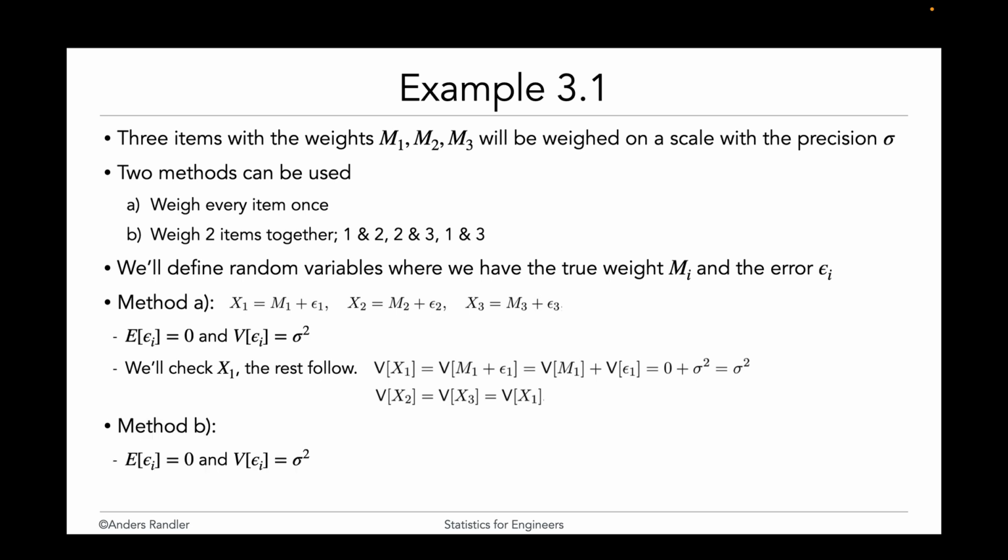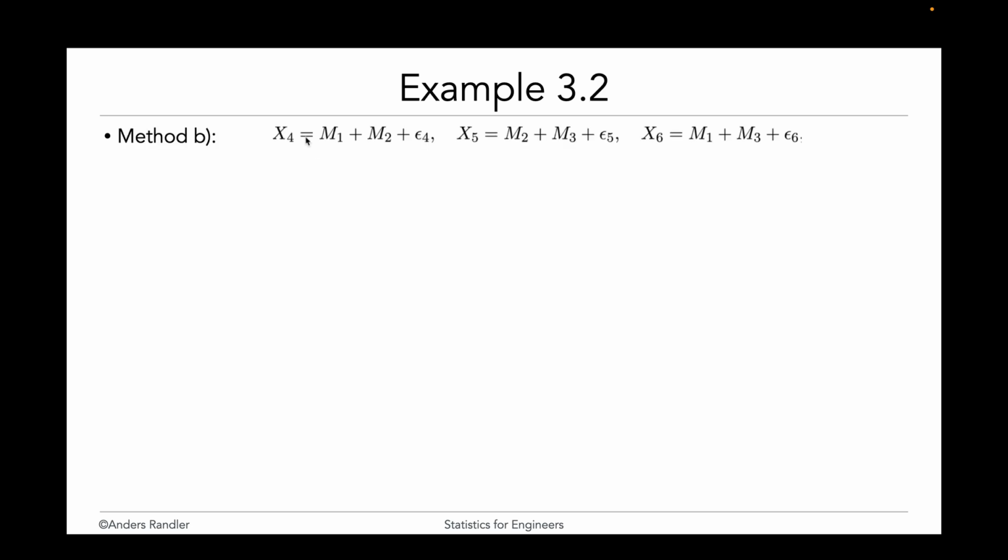Of course, the expected value and variance for the epsilons will be the same, and we'll try to just focus on x1 and the rest will follow. So we have x4, which is m1 plus m2 plus epsilon 4. We're weighing item number 1 and 2, and we have some kind of deviation. We're weighing number 2 and 3, with the deviation, and 1 and 3 with the deviation. And all the epsilons' expected values are 0, and all the variances for epsilon 4, epsilon 5, epsilon 6 are of course sigma squared. We know all of this.